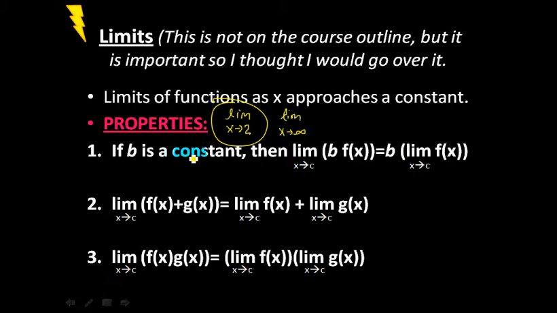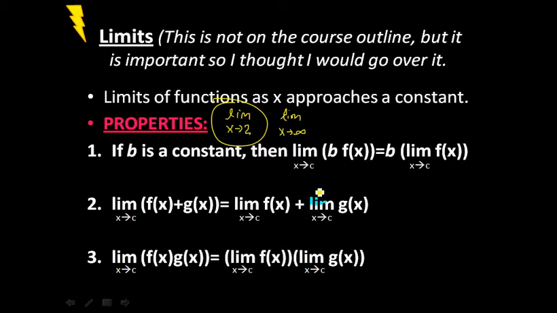If b is a constant, then the limit as x approaches c of b times a function, you basically pull the b out of the limit and then just evaluate the function itself, because b is just a constant, so you would just multiply it by the limit of that. Here's the next one. If we have two functions being added together, you can separate them and take the limits individually. And if it's subtraction, you can do the same.